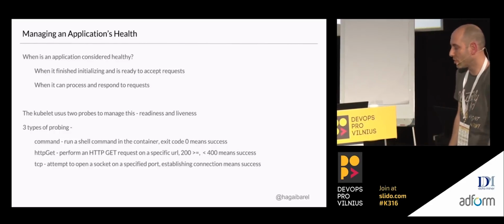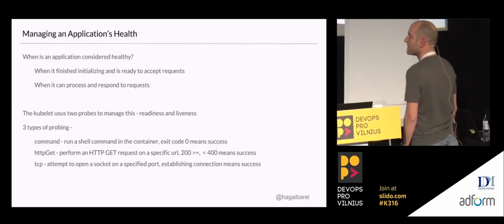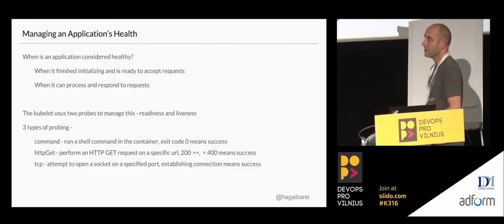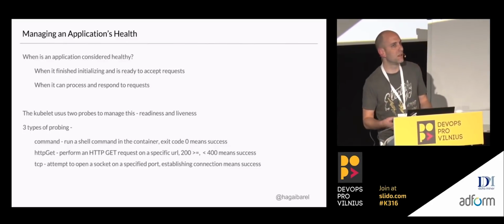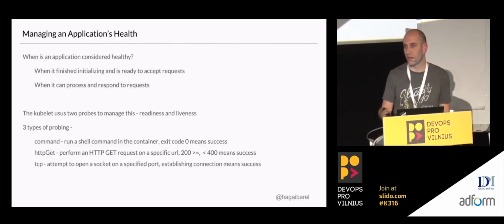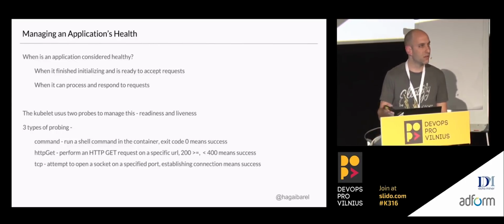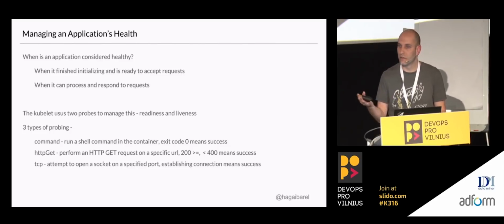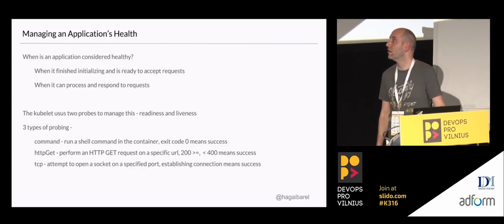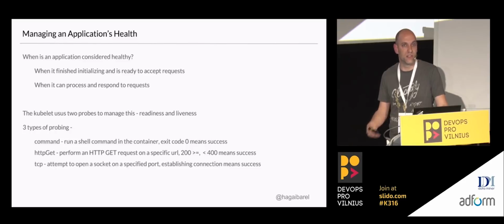There are three types of probing. You can run any arbitrary shell command inside the container. Any command that returns an exit code of 0 means success. Anything else is a failure. Let's say you want to pgrep for a specific PID. If you get a response, that's great, it means an exit code 0. If it's not there, the process failed or crashed, you get a different exit code, meaning the probe failed.